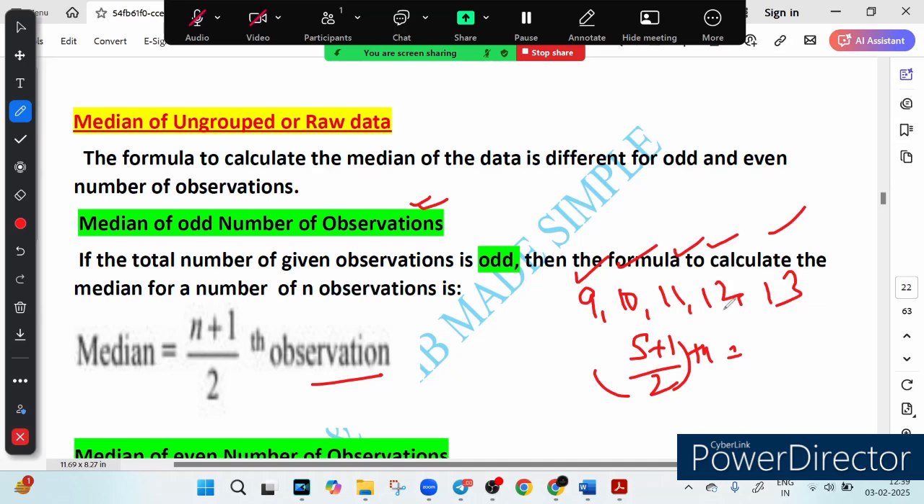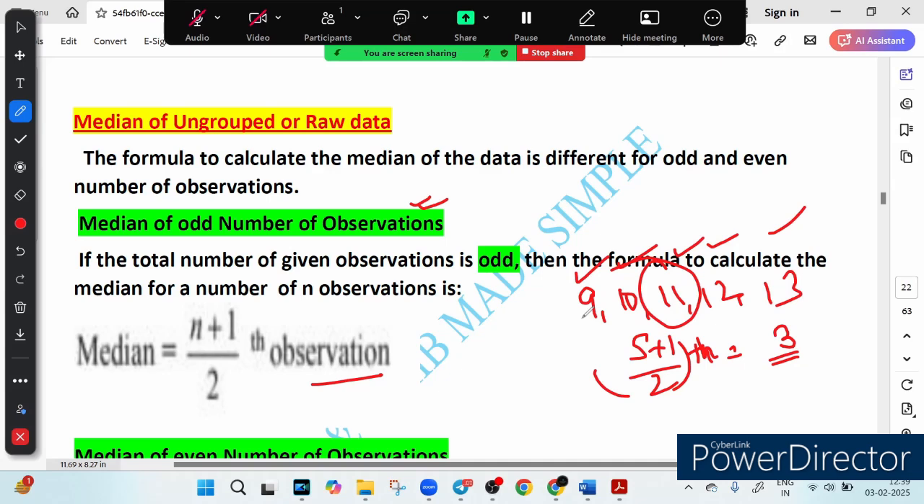So first of all, you have to arrange in ascending order. So (5 plus 1) upon 2th means what? 5 plus 1 is 6, 6 upon 2 is 3, right? (5 plus 1) upon 2 means the third number. What is the third number? 11. So 11 is our median, right?